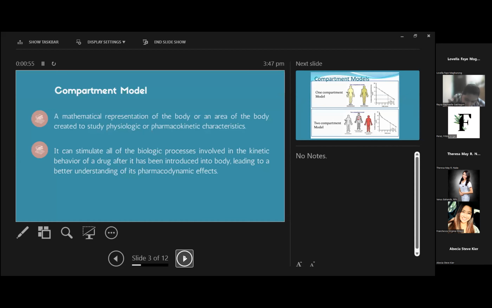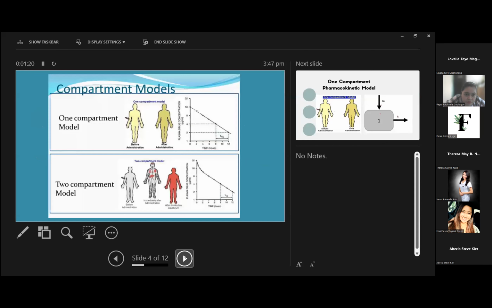So to start, compartment model is a mathematical representation of the body or an area of the body created to study physiologic or pharmacokinetic characteristics. It can simulate all of the biological processes involved in the kinetic behavior of a drug after it has been introduced into the body, leading to a better understanding of its pharmacodynamic effects. So there are two. I'll be discussing the 1-compartment model and the 2-compartment model.